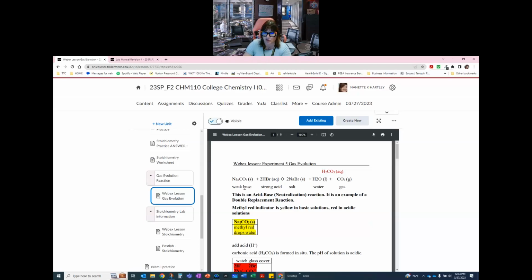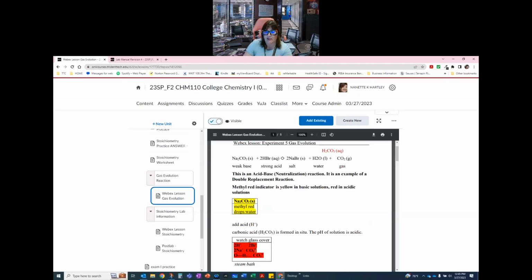A weak base is added to a strong acid. That weak base in the red is yellow. Okay, so that's why this is listed as yellow. When it is acidified and we add enough acid to it, it changes to the red color. Okay, and that acidification is what causes this reaction. So we need to make sure that we've gotten it acidic enough to make the reaction occur. So that's why we use the indicator to tell us when we've got enough done.